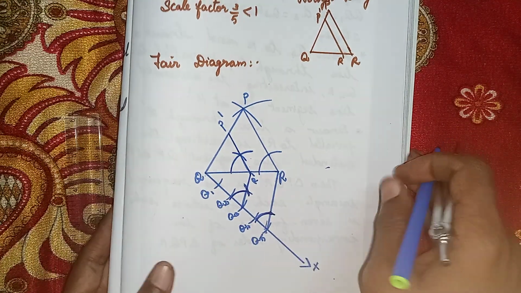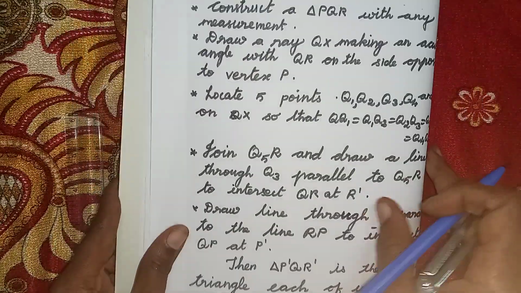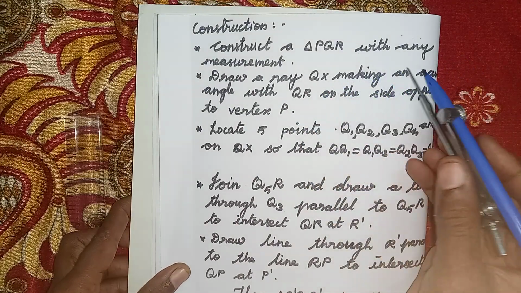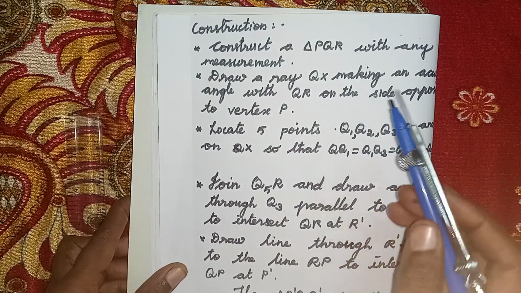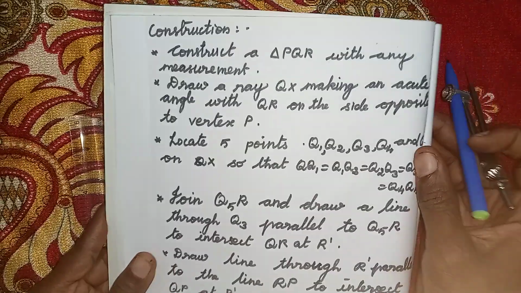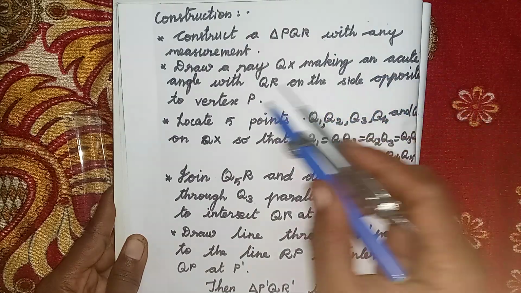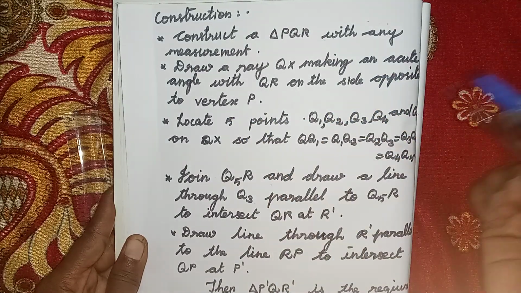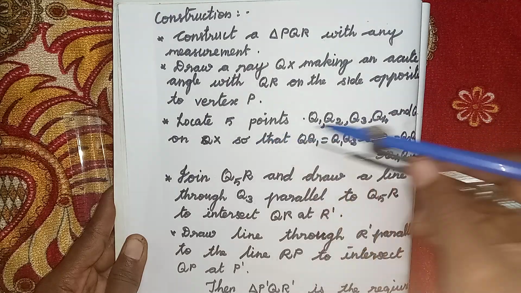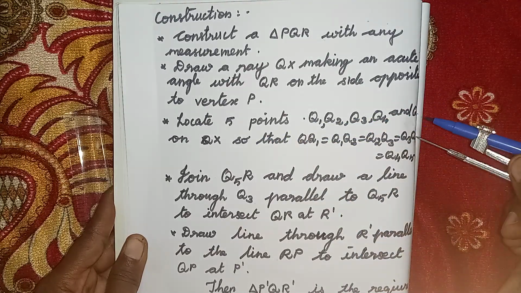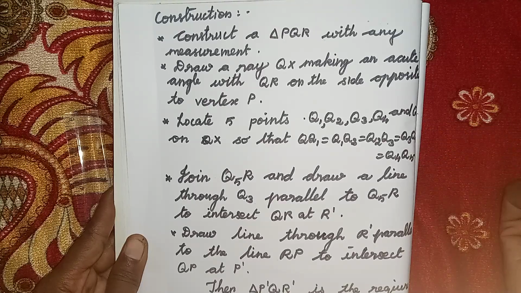Now you have to write a construction like this. Construct a triangle PQR with any measurement. Draw a ray QX making an acute angle with QR on the side opposite to vertex P. Locate 5 points such that Q Q1 is equal to Q1Q2 is equal to Q2Q3 is equal to Q3Q4 is equal to Q4Q5.